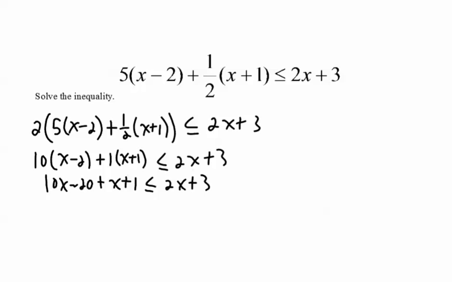Okay? So I now have 11x minus 19 is less than or equal to 2x plus 3. Now bring the smaller variable to the bigger variable, so I'm going to subtract 2x.